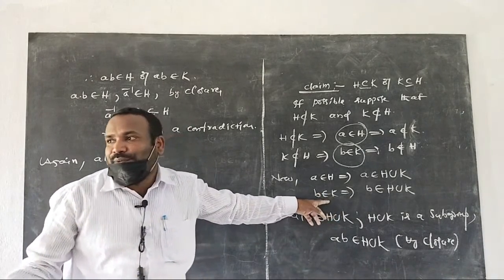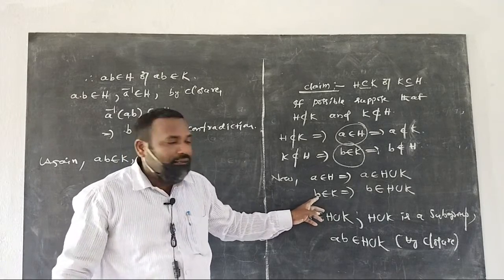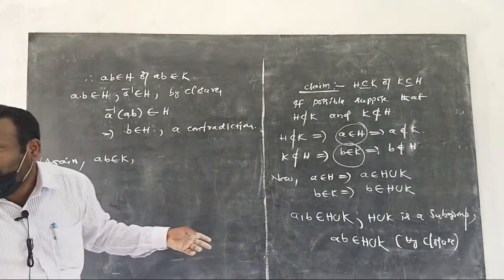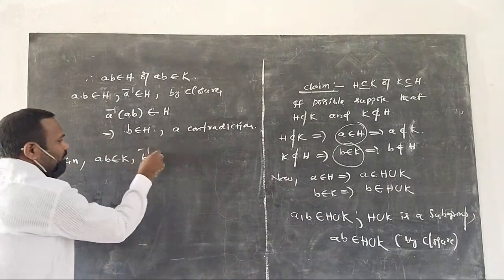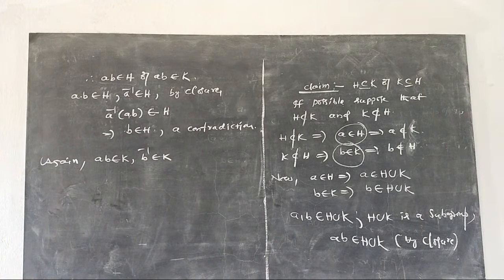K అంటే సబ్ గ్రూప్. సబ్ గ్రూప్ అంటే ఏంటి? ఎవ్రీ ఎలిమెంట్ హ్యాస్ ఇన్వర్స్, అంటే B హ్యాస్ ఇన్వర్స్. వాట్ ఈస్ ద ఇన్వర్స్ ఆఫ్ B? B inverse belongs to K. వాట్ ఈస్ K? K ఈజ్ ఎ సబ్ గ్రూప్. సబ్ గ్రూప్ అంటే there is closure axiom.